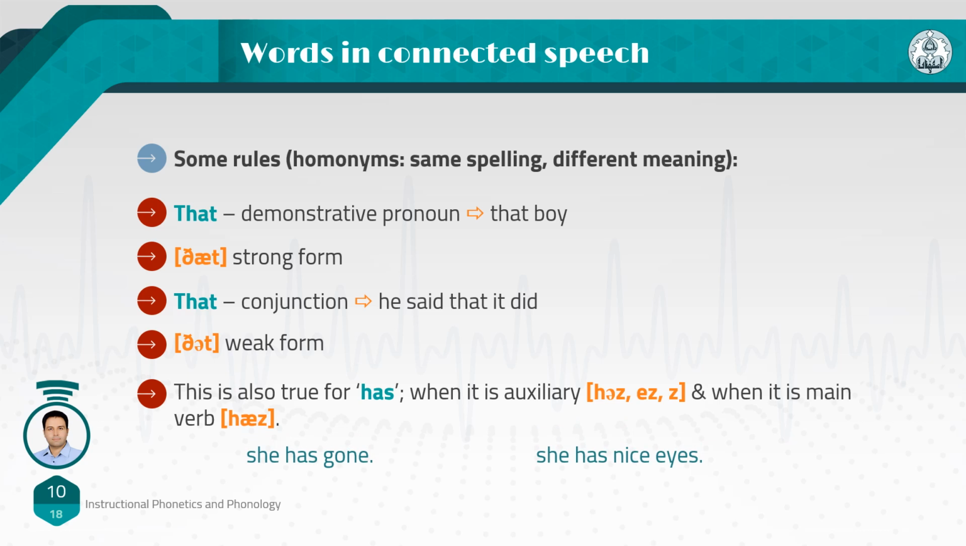Like, for example, the first one, she's gone, or she's gone. The second one is she has nice eyes. In the second example, has is the main verb, but in the first example, has is an auxiliary. Sometimes we have contraction, like she's gone. If we have the full form, we say she has gone. For the second one, we say she has nice eyes.